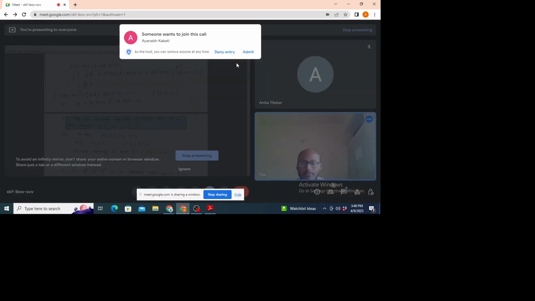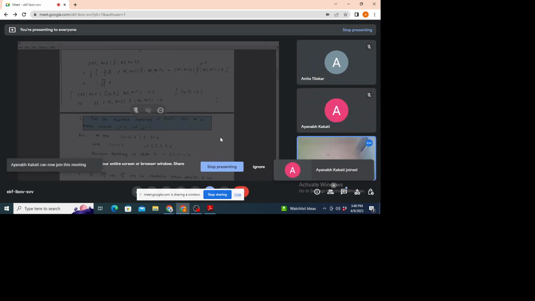Okay, so this is a question from the assignment, but I do not know why the options are given incorrectly. The question is, find the maximum degeneracy of states when we add angular momentum j1 equal to 4 and j2 equal to 2.